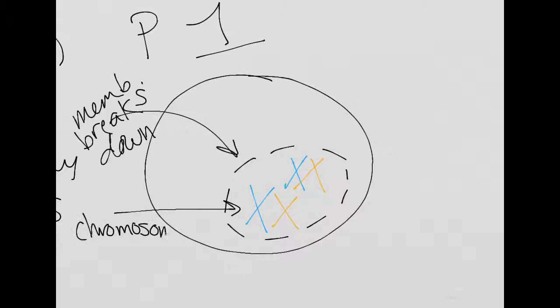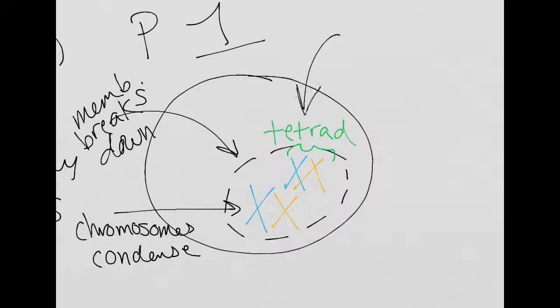Chromosomes condense, and they aren't randomly in the nucleus. They actually come together to form what is called a tetrad. Which is the four sister chromatids of two homologous pairs coming together. So they actually pair up sort of in their homologous pairs.